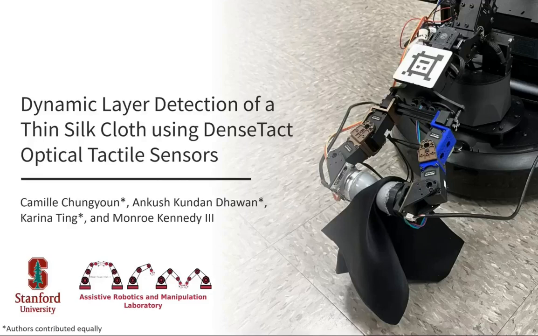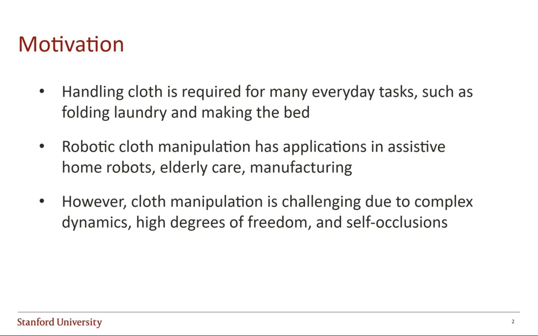We present dynamic layer detection of a thin silk cloth using DenseTact Optical Tactile sensors. Interacting with cloth is required for many everyday tasks. Accordingly, robotic cloth manipulation has potential applications in various domains. For example, assistive home robots, elderly care, and manufacturing.